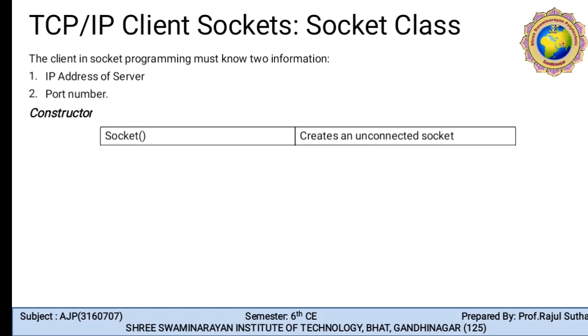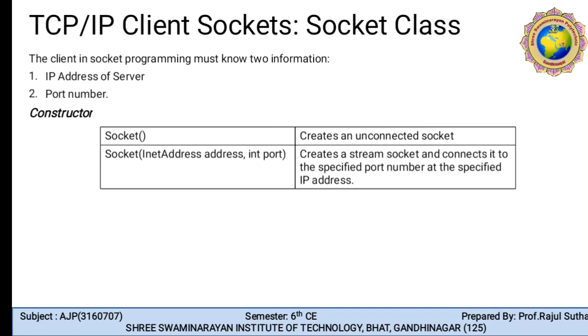Constructor Socket creates an unconnected socket. The second method is Socket(InetAddress address, int port). For the connection, it creates a stream socket and connects it to the specified port number at the specified IP address. It uses the specific port number as well as the specific IP address.